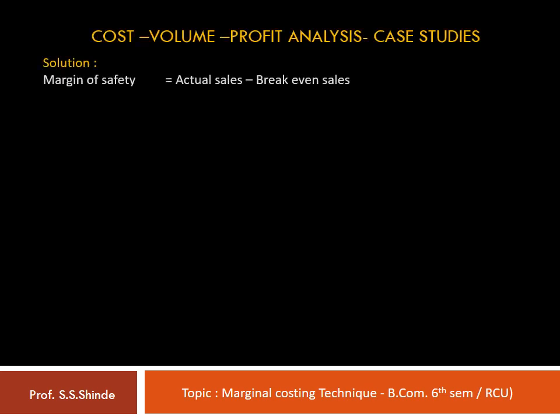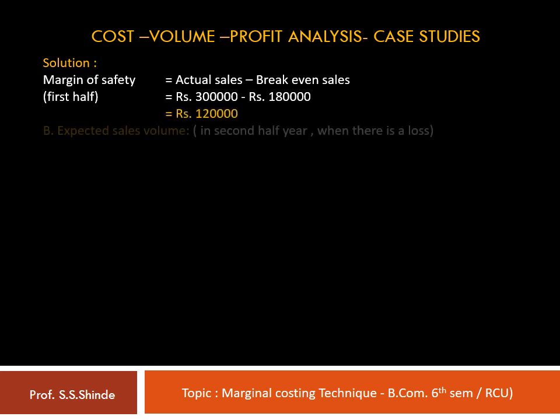Let's calculate the margin of safety. That's equals to actual sales minus break-even sales for the first half. So sales for the first half is 3 lakhs minus the break-even sales, that is 1,80,000. So that works to 1,20,000 rupees.